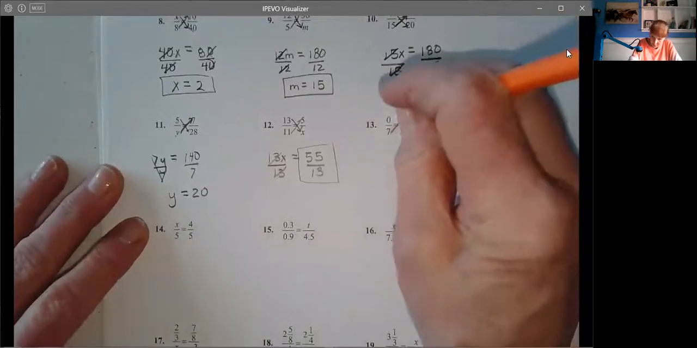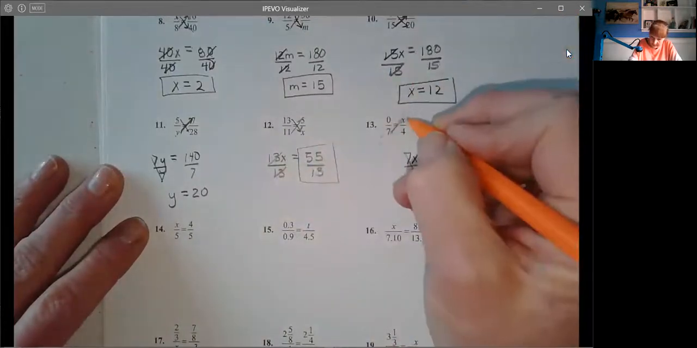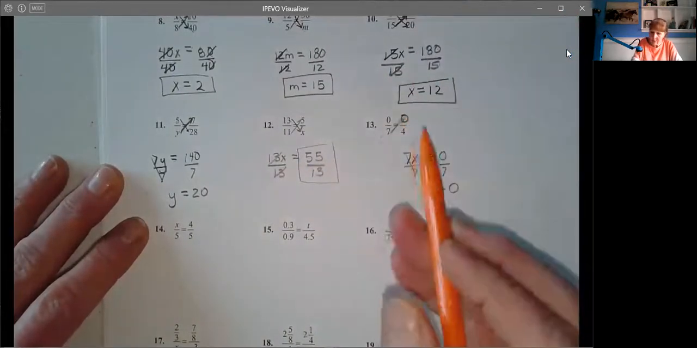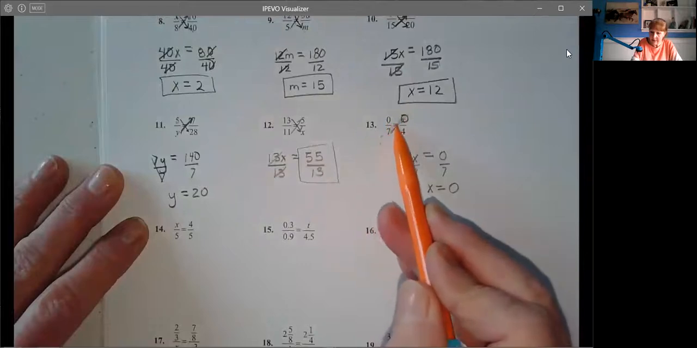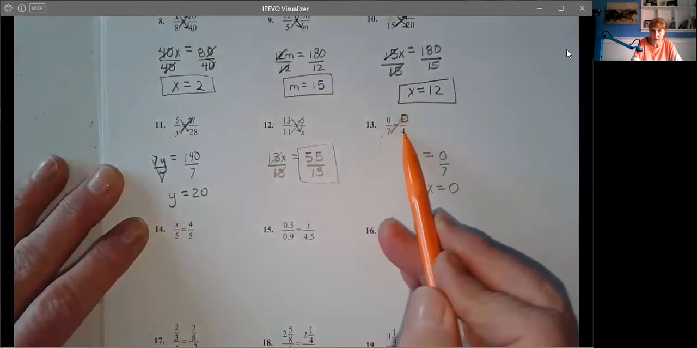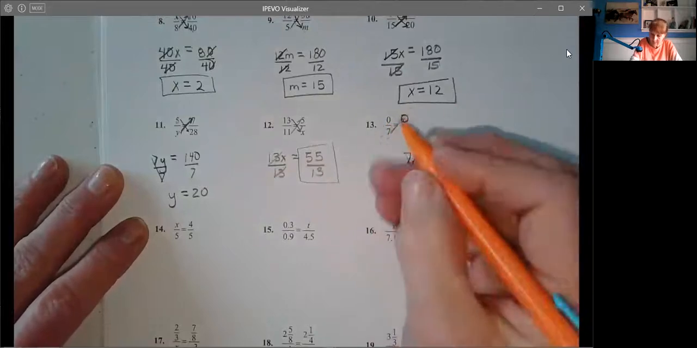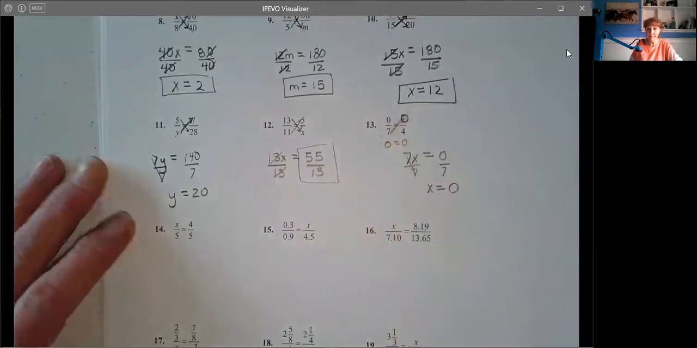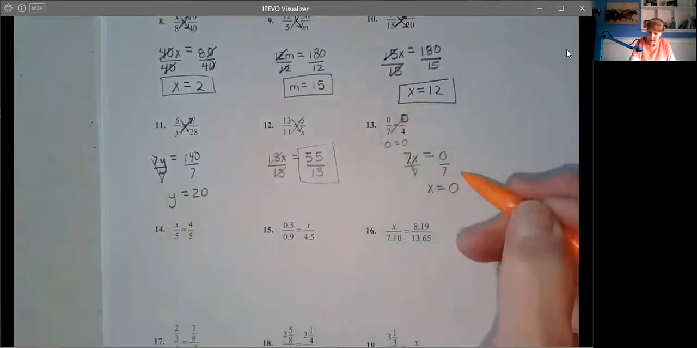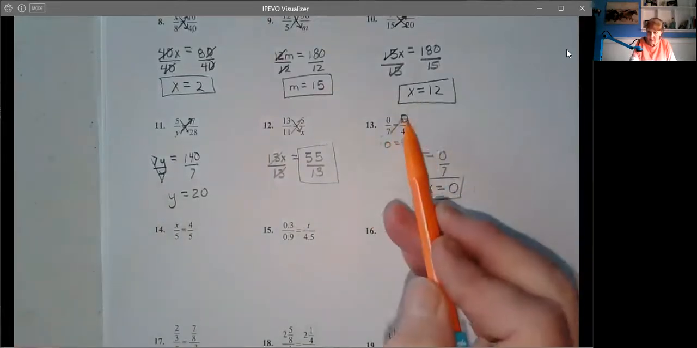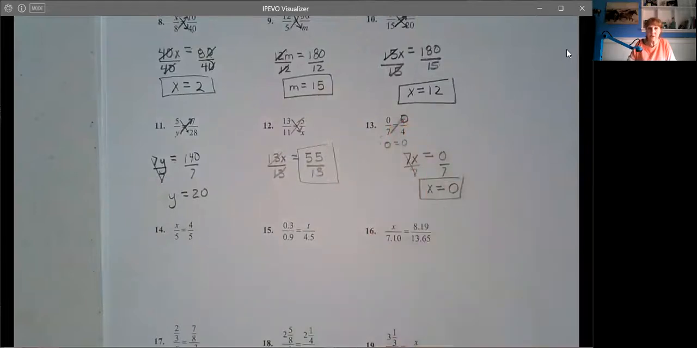I'm going to erase my little cross thing that I did. So in other words, 0 over 7 is equal to 0 over 4. They're both 0 equals 0. All right. So our x has to be 0 in order for these two to be equal to each other in size. Okay, let's try another one.